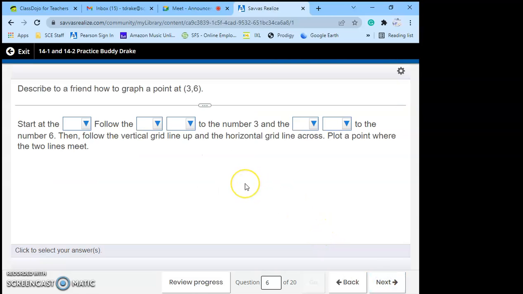Describe to a friend how to graph point at 3, 6. Well, we're going to start at the origin, which is 0, 0. We're going to follow the x-axis across to the number 3, and the y-axis up to the 6. Then follow the vertical grid up and the horizontal grid across, and plot a point where the two lines meet.